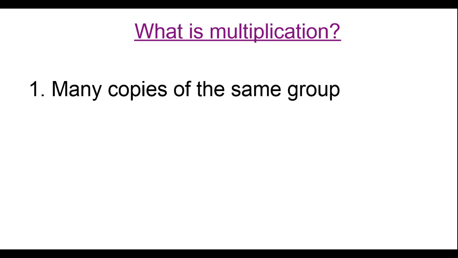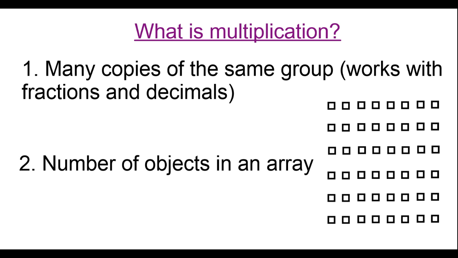Another way that you've probably seen multiplication in the past is the number of objects in an array. You have some columns, you have some rows, and to count up the number of objects in that array, you just multiply the number of columns by the number of rows. Here we have 48 because we have 8 columns and 6 rows.